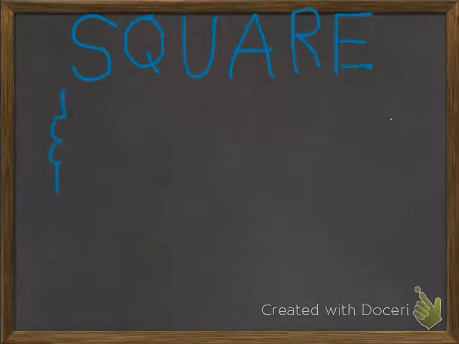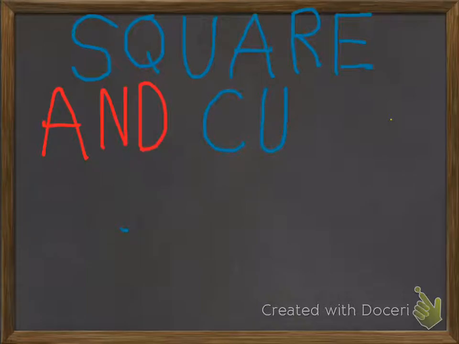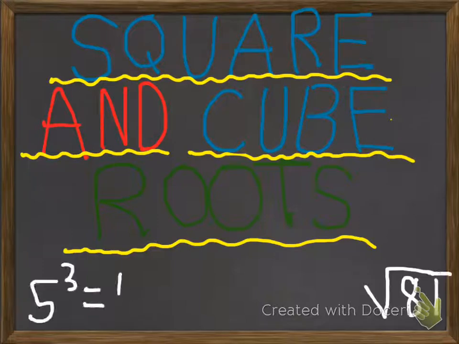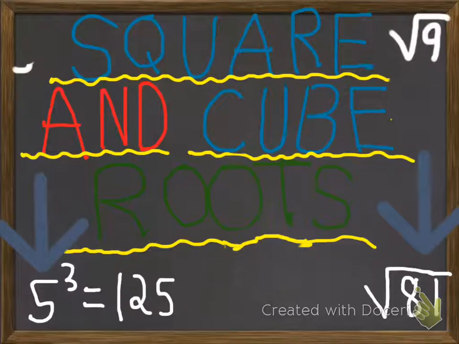Square and cube roots. Cube root of 81, 5 cubed is 125, square root of 9, and 3 squared. Start.